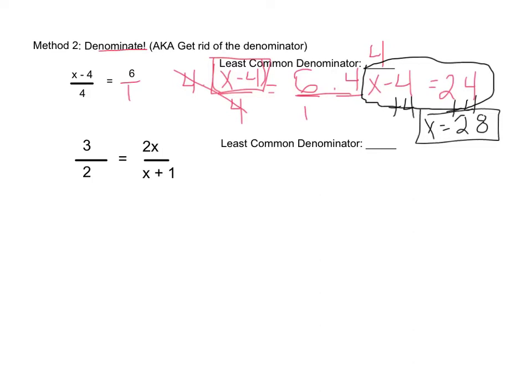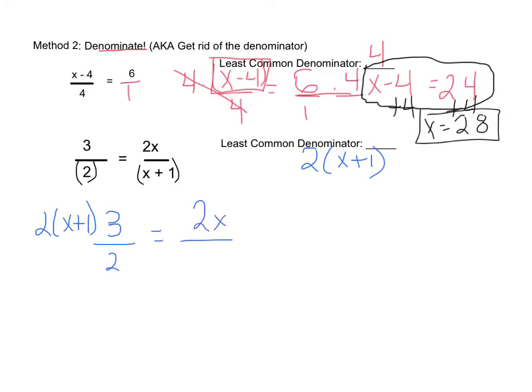Alright, let's try this other one. It's got a little bit different of a least common denominator. When you have variables that are being added on the bottom, my suggestion to you is to make your least common denominator the multiplication of your two bottoms. So my least common denominator for this one is going to be 2 times x plus 1. So I'm going to multiply by that on both sides. So 3 over 2, and I'm going to multiply by 2 times x plus 1 equals 2x over x plus 1 times 2 times x plus 1. Okay. I'm going to get rid of those little parentheses. Those are bugging me.